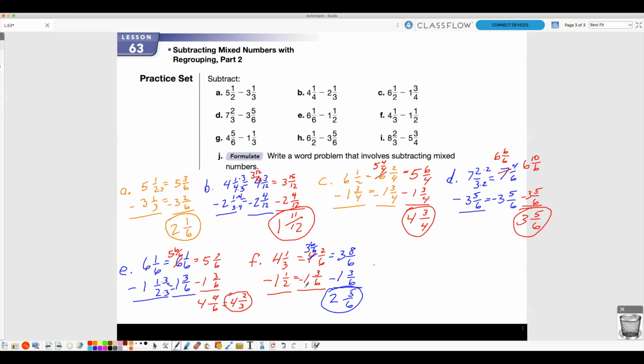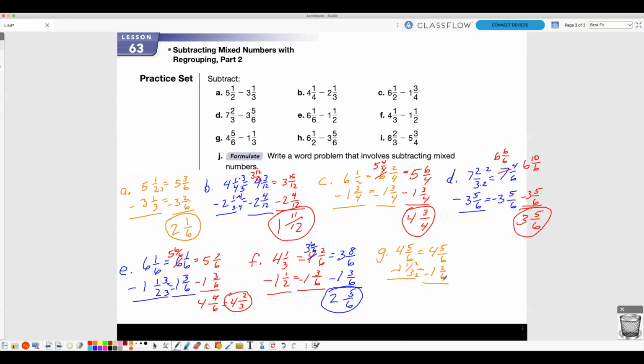Letter G. So for letter G, you have 4 and 5/6 minus 1 and 1/3. In this case, you can see that the 4 and 5/6 will just stay the same, and the 1 and 1/3 will be changed to a denominator of 6. If I was to multiply that times 2, this one would be times 2, so I'd end up with 2/6 here. Subtract that. It looks like I don't have to do any regrouping on this one.